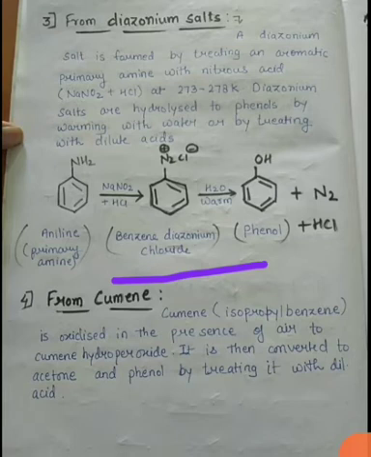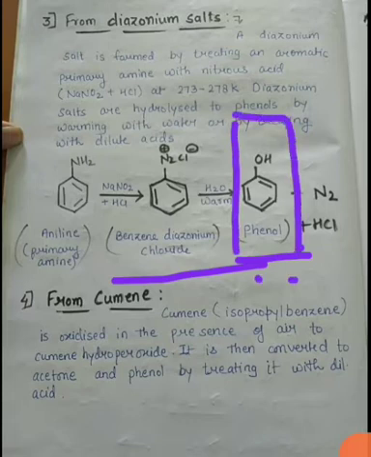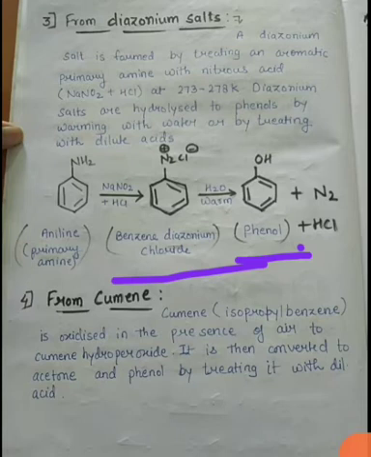After this, you have to hydrolyze this. After hydrolysis, phenol will be formed. You can see here phenol is formed, or you can warm the solution, then also phenol may be formed. So you can use either process, you can either hydrolyze the solution or warm the solution, and the byproducts will be N2 and HCl. So this is about the benzene diazonium salt.